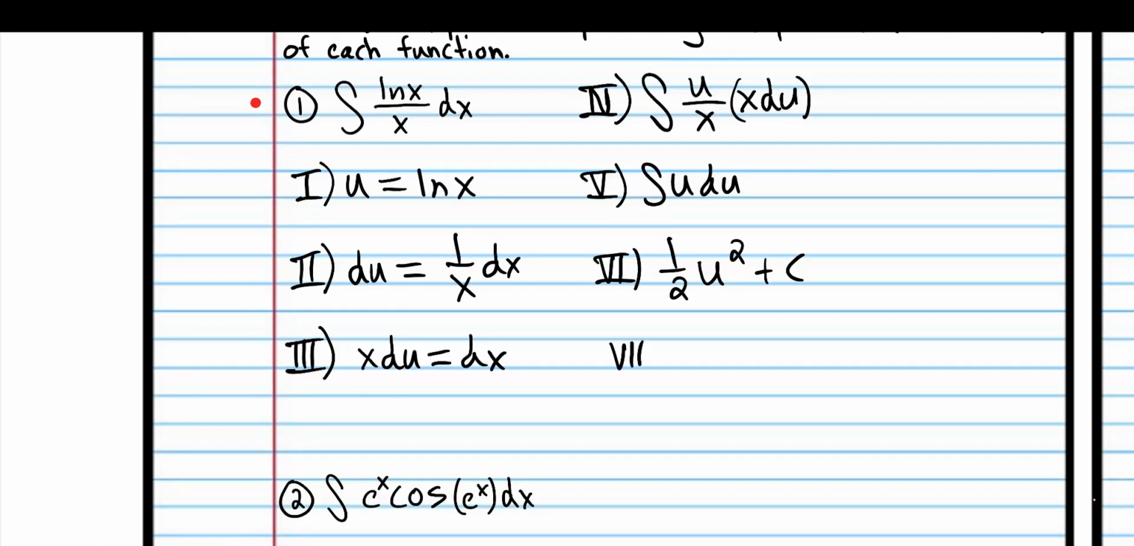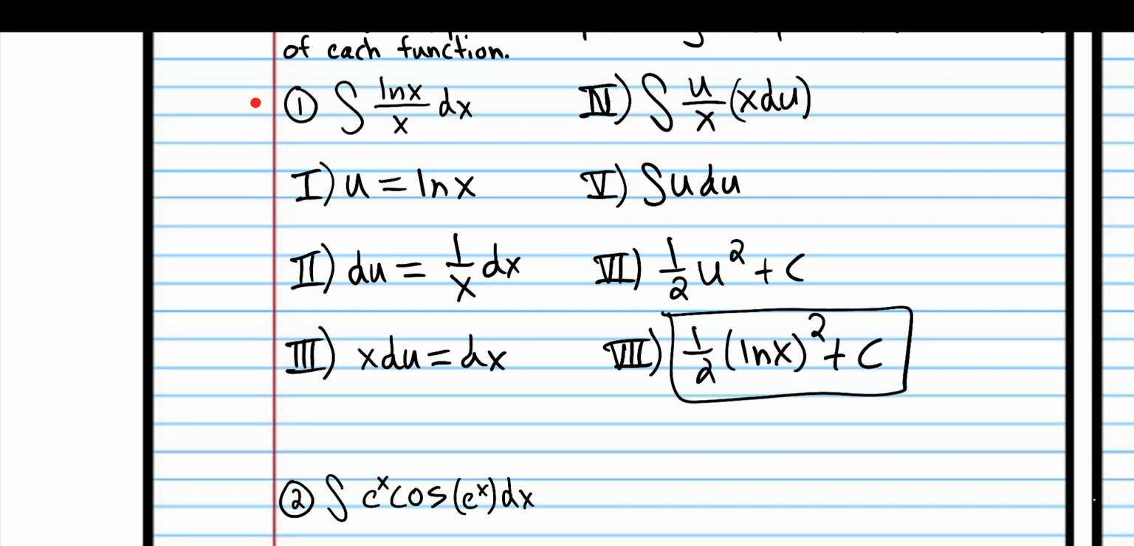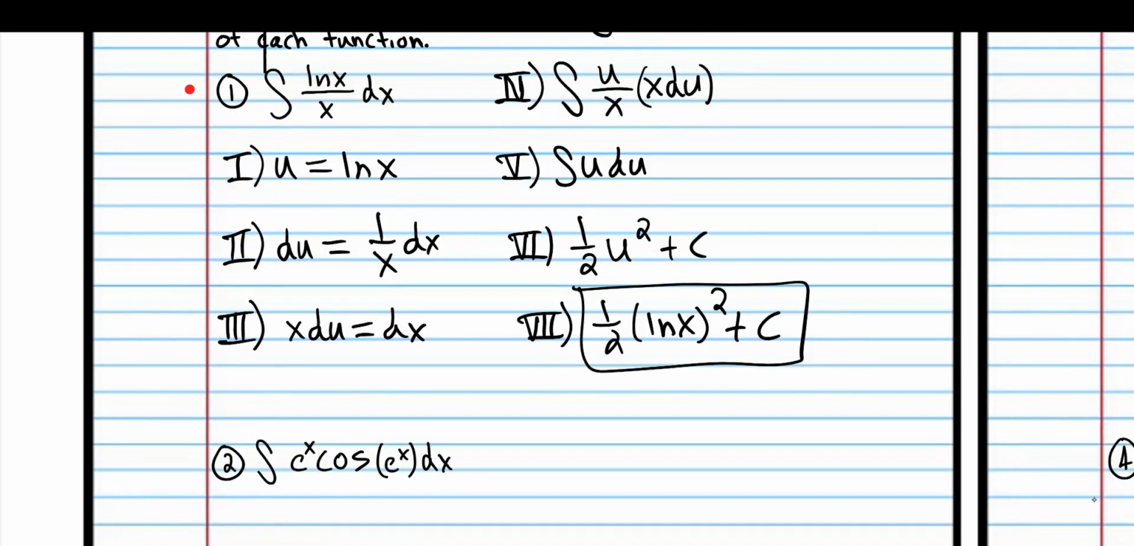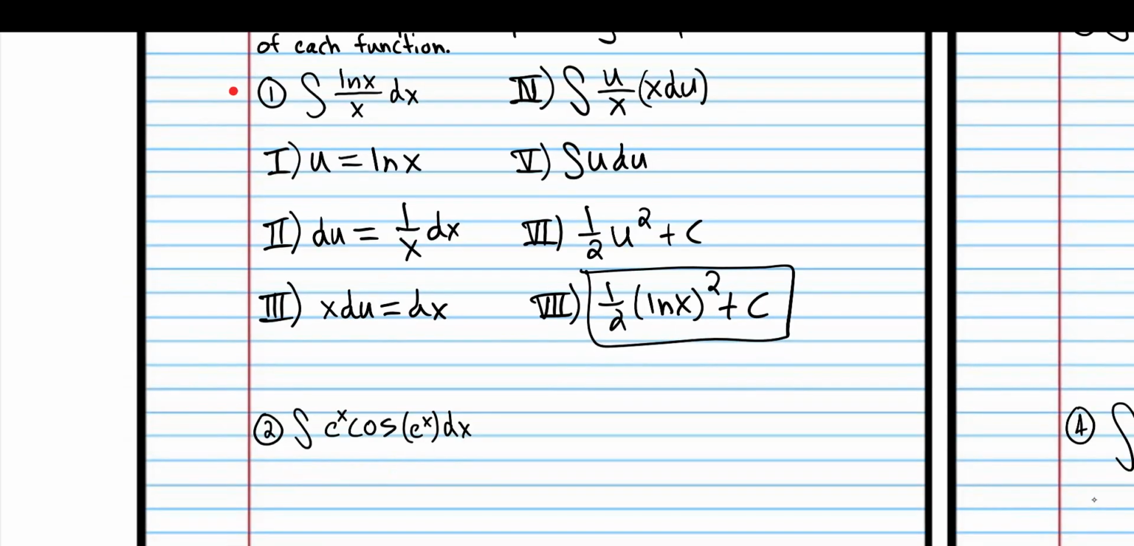Okay, so step number 7, the last step, is to replace u with what we said u is equal to, and that's natural log x. So that is the answer. Now, how do we know that this is correct? Well, we could always check it. We'll find the derivative of this blue expression and see if we get the yellow expression.